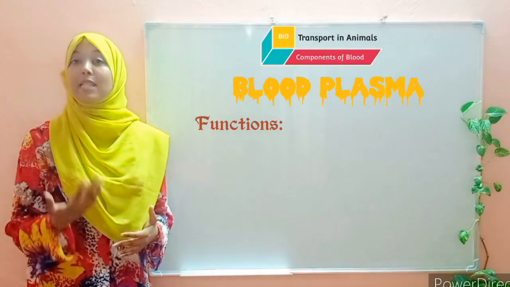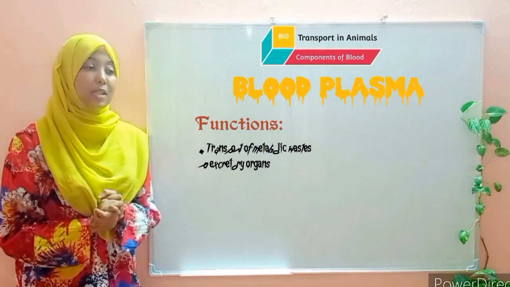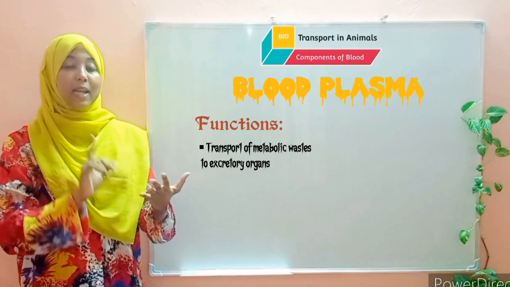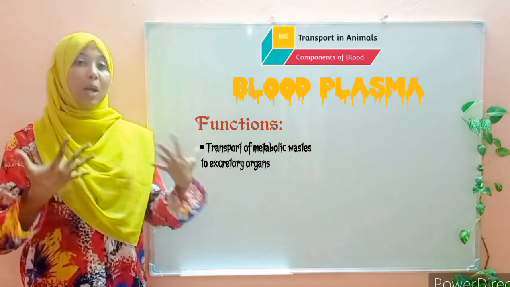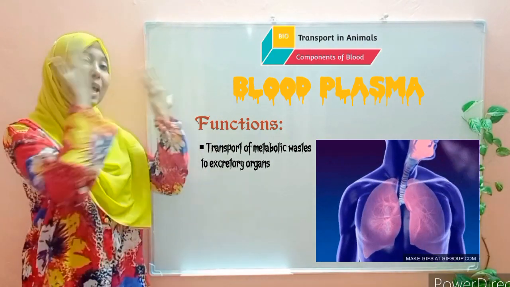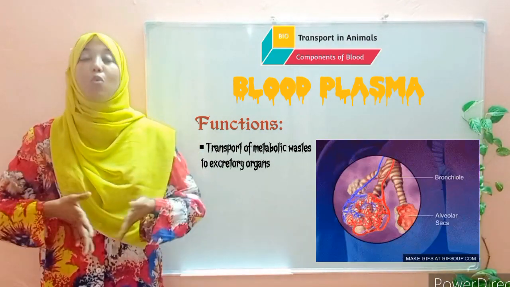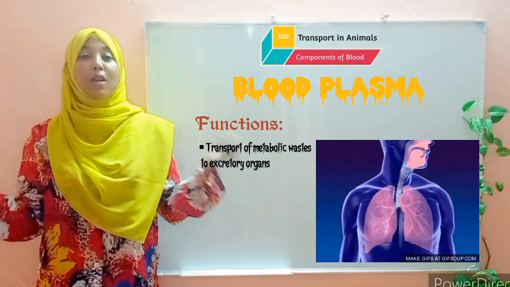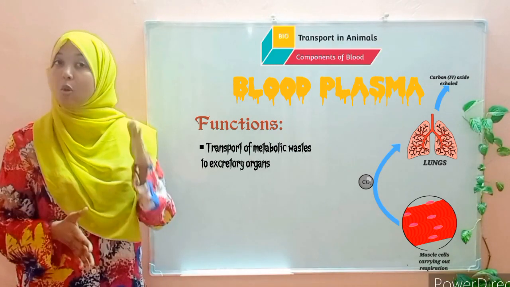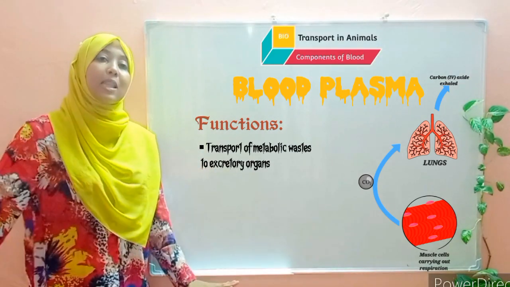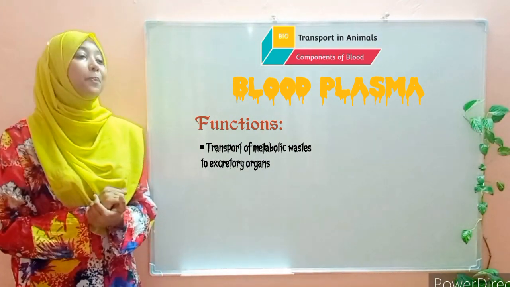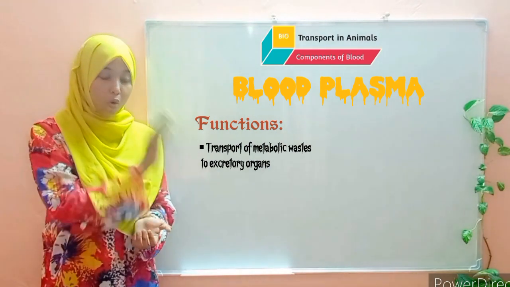So the plasma also plays a role in removal of waste products. So what this means is that you are going to have waste products within the plasma like carbon dioxide and urea. So carbon dioxide, for example, will need to be transported to the lungs where it can then be excreted. How, you ask? Through exhalation. So plasma plays a role in transportation of waste products, metabolic waste products, to organs where they can then be excreted, to excretory organs. Now another function of the plasma is transportation of hormones.